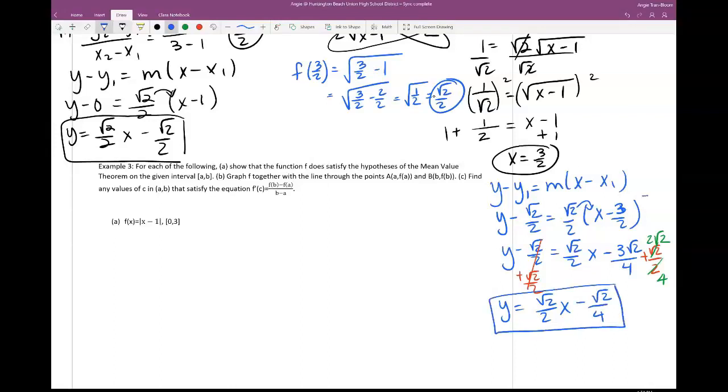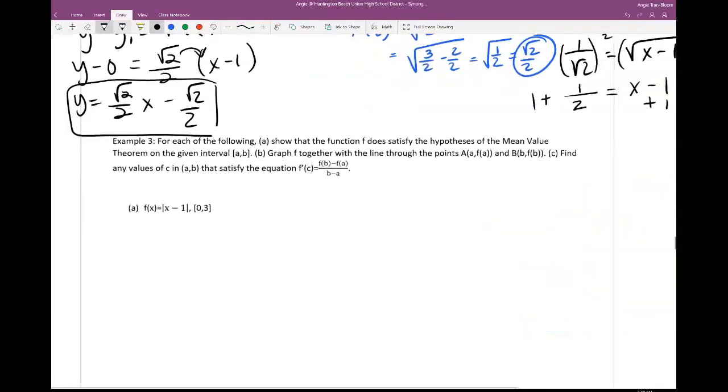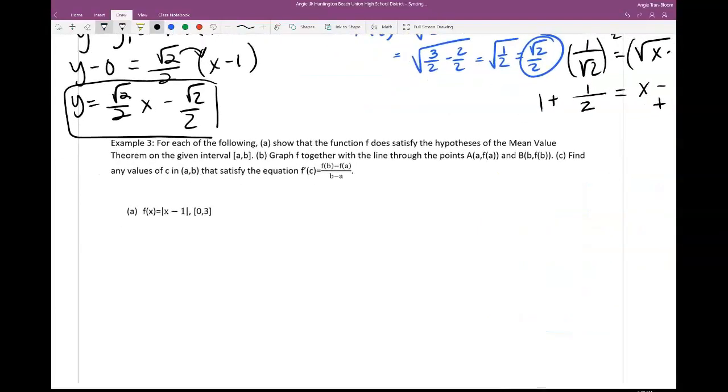You know what? I would also accept this. So your book has this as an answer. If it's an ugly radical, you can leave it in point-slope form. I'm okay with that. Example 3 for 4.2 notes.